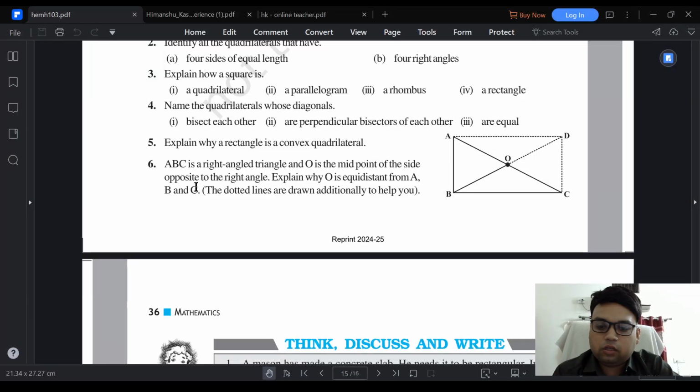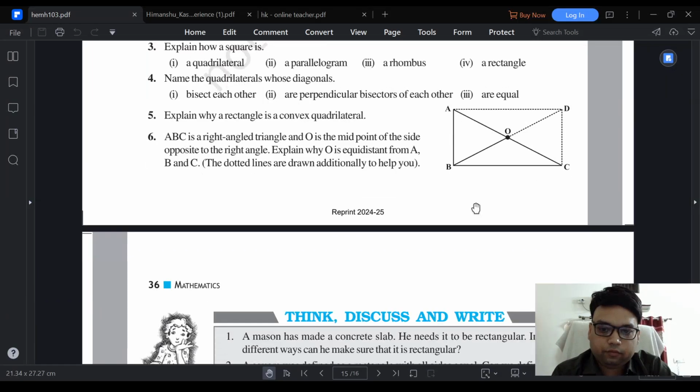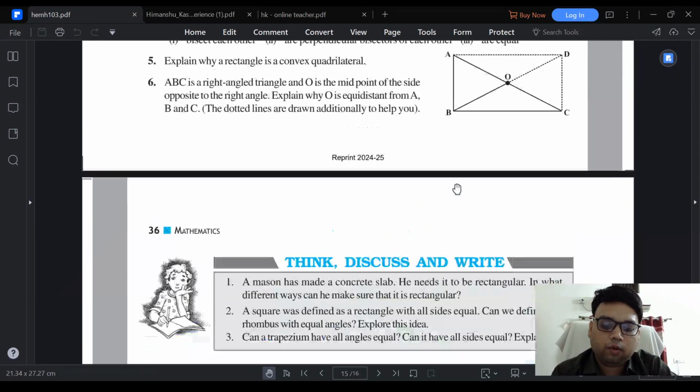Now moving forward to question number 6. ABC is a right angle triangle and O is the midpoint of the side opposite to the right angle. Explain why O is equidistant from A, B and C. The dotted lines are drawn additionally to help you. Here OA, the diagonals bisect each other. So OA equals OC equals OB equals OD. Here the property used is that diagonals bisect each other.